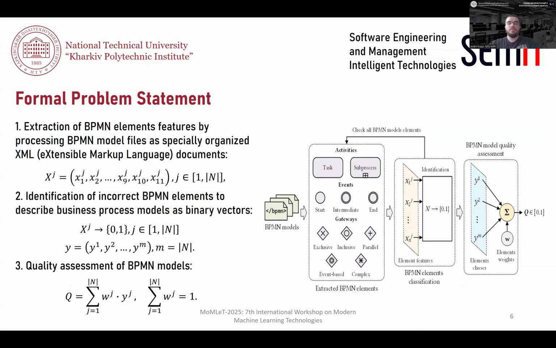As for the problem statement, we consider the extraction of BPMN elements features by processing BPMN model files as specially organized XML documents. Then we propose to identify incorrect BPMN elements to describe business process models as binary vectors. And finally, to apply the quality assessment model, which consists of the weighted sum equation demonstrated here on the slide. The general schema of the proposed approach is demonstrated here in the right side of this slide.